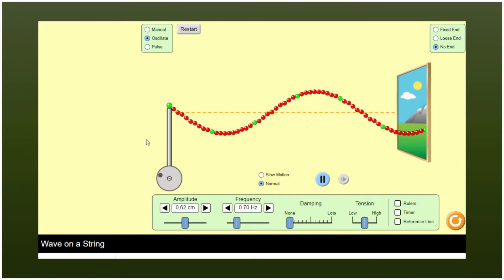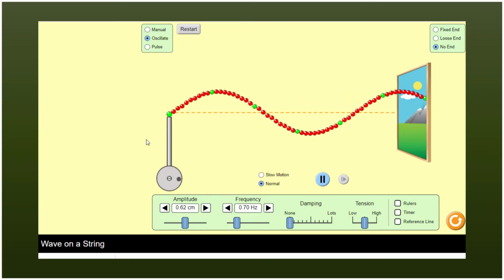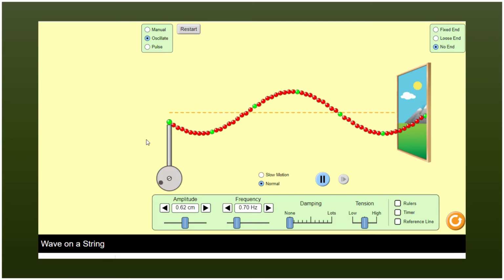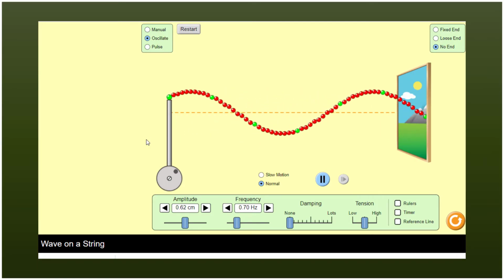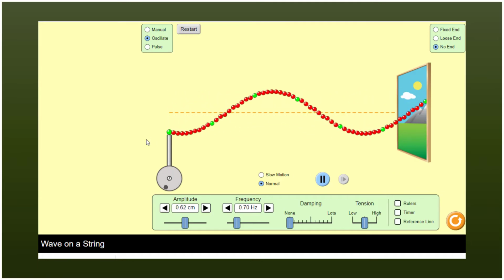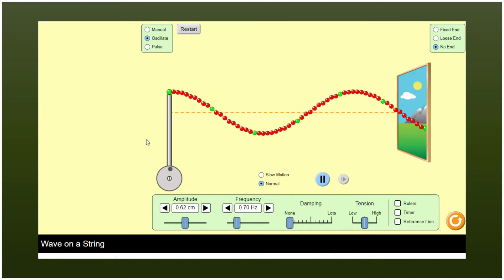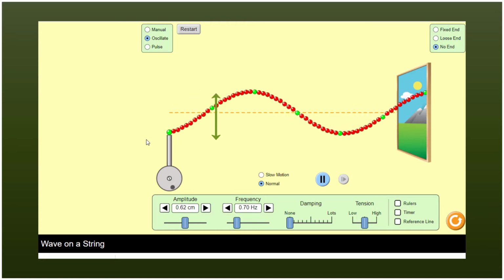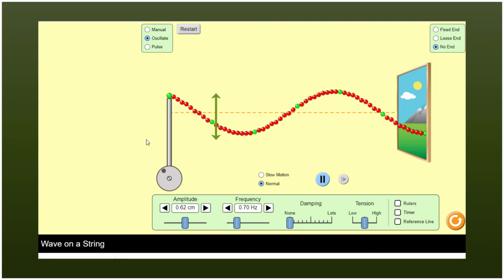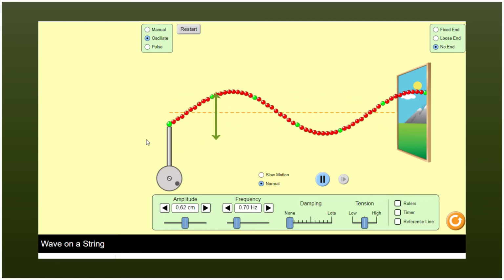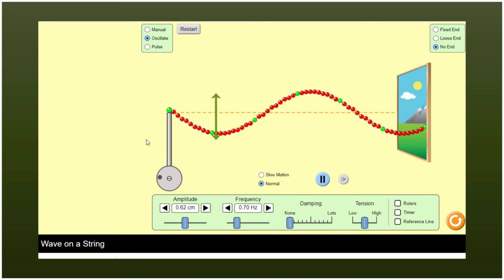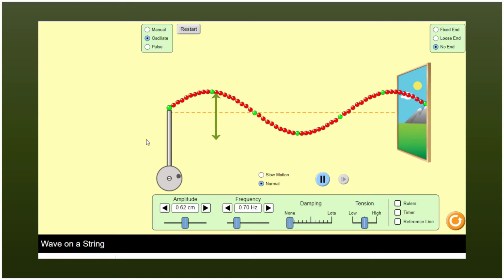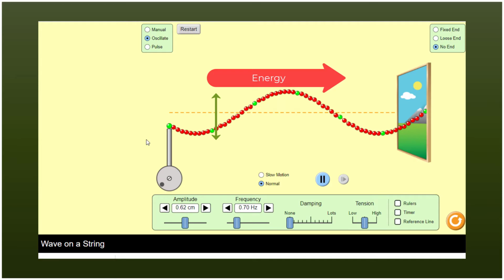A wave in a rope is called a mechanical wave. Mechanical waves disturb the material they pass through. The particles in the rope are being disturbed, and they are moving up and down, or oscillating, which means going up and then down in a repeating motion. The oscillating particles transfer energy to each other, and the energy is passed down the rope.